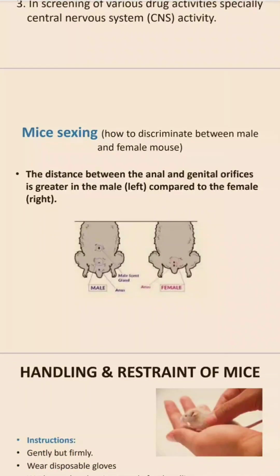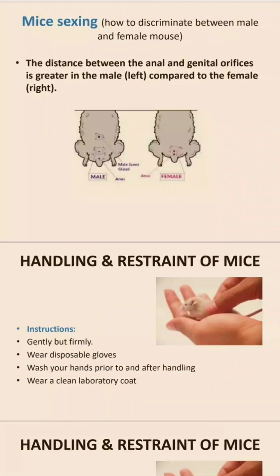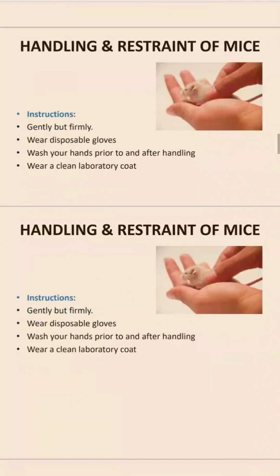So, by this, we can discriminate between a male and a female mouse. We can say the distance between the anal and the genital orifice is greater in the male as compared to the female. Now, handling and restraint of mice.